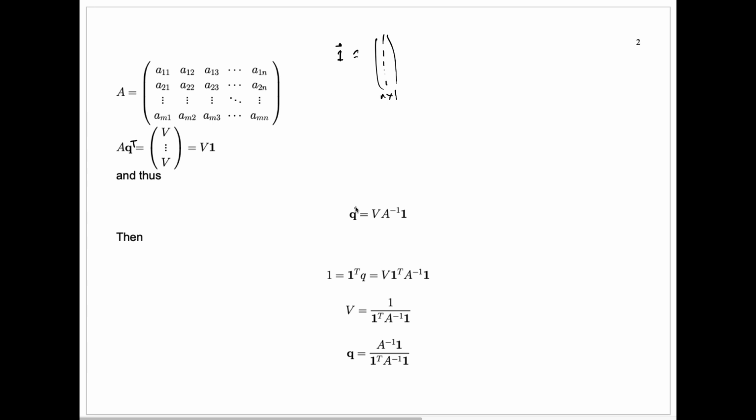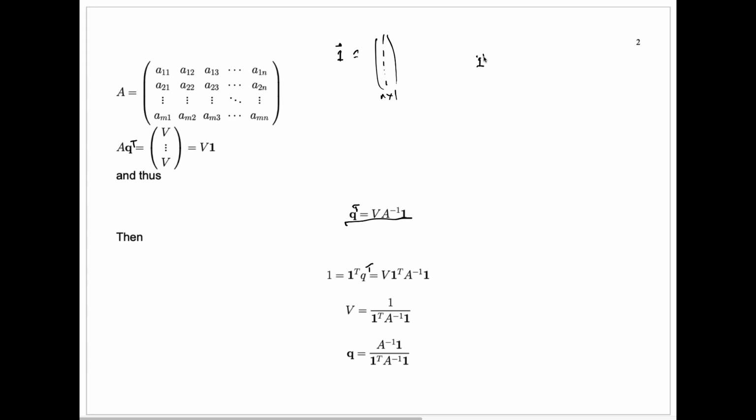And thus, I'm sorry, I have to change these to Q transposes because these are going to be column vectors. Q transpose, when I just multiply both sides by A inverse, and V is just a constant, so I can pull it out, is V times A inverse times 1. Here I can just manipulate that a little bit and get that the number 1, which is 1 transpose times Q transpose. What is 1 transpose times Q transpose?